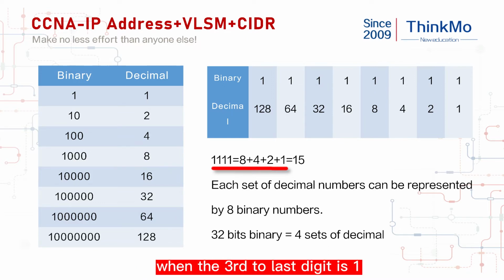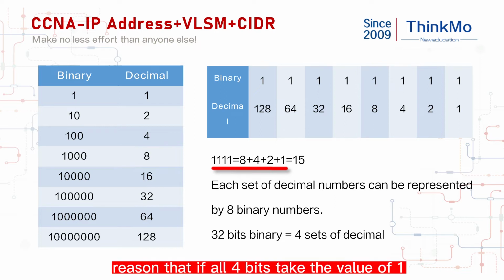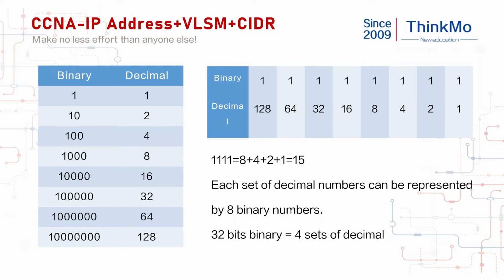When the third to last digit is 1, it represents 4. When the fourth to last digit is 1, it represents 8. So it stands to reason that if all 4 bits take the value of 1, then adding the previous values gives 15. So if I now want to express 16, just add 1 to the original.